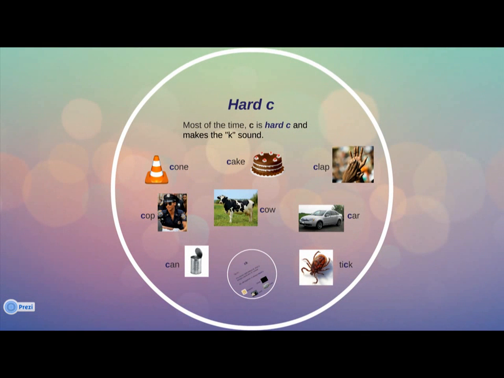The hard C is the one that we see the most often. This is the C that we see in all of these words on this page. So you can pause the presentation and take a minute to read some of these words and practice the hard C sound, which is K. So the words that you practiced are cone, cake, clap, cop, cow, car, can, and tick. And in all of these words you hear the same K sound repeated.